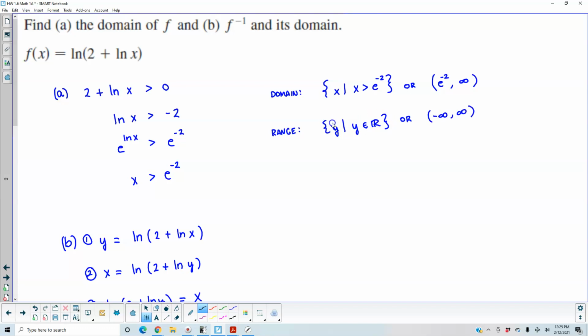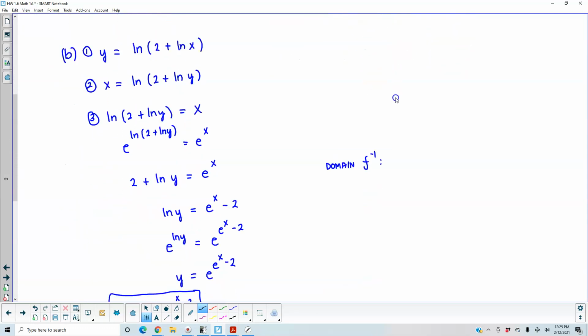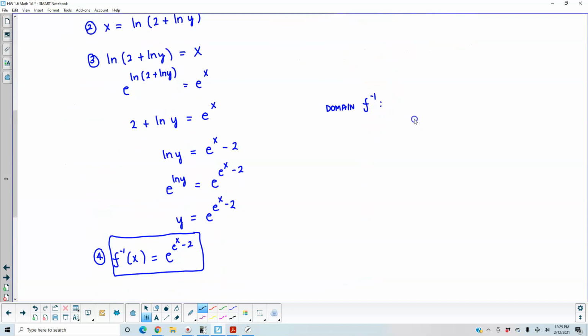Now recall that for the inverse, you flip the range and the domain. So the domain is going to be the range. So the domain here is going to be all real numbers. So that means it's going to be x such that x is all real numbers. Or it's going to go from negative infinity to positive infinity.